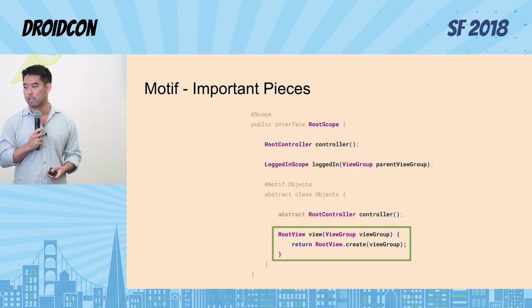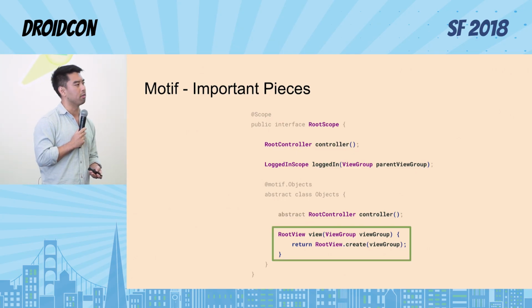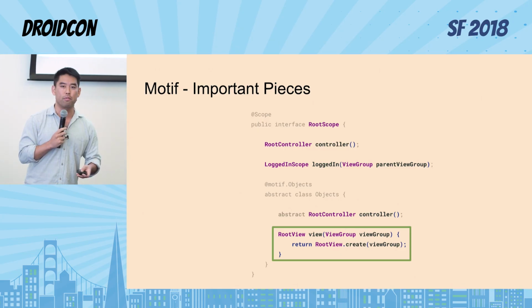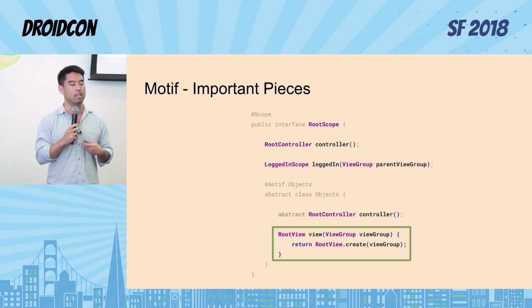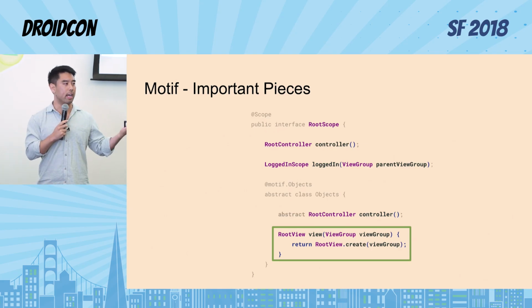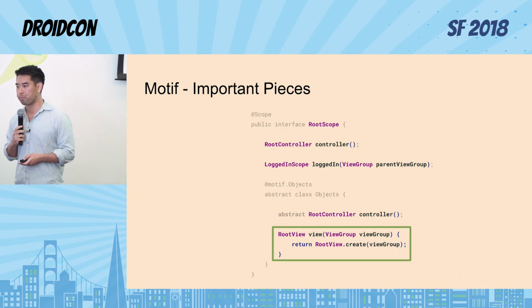And finally, this is the analogous of the view method that we were looking at in the Dagger module. And this is just saying in order to instantiate the root view, call this view method and pass in the view group as a dependency. So same thing, just minus some of the annotations that we had to declare in Dagger.